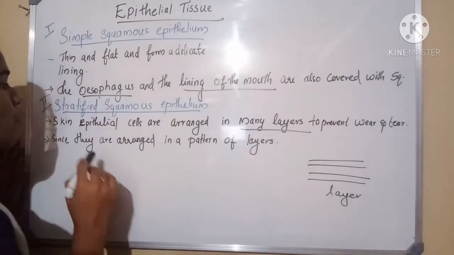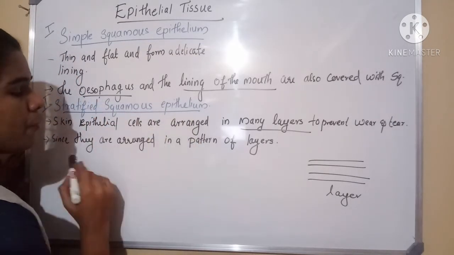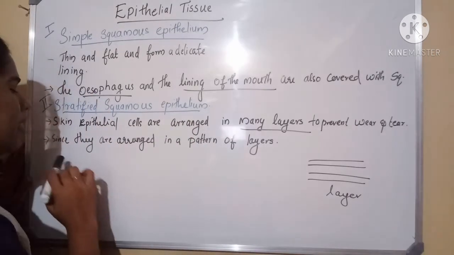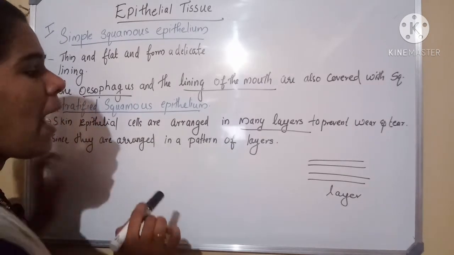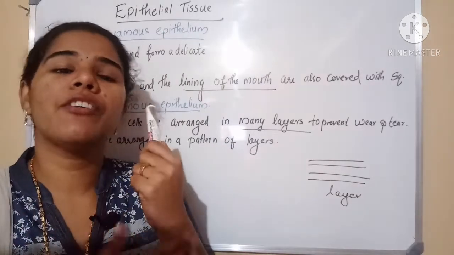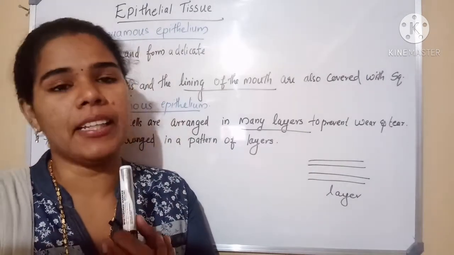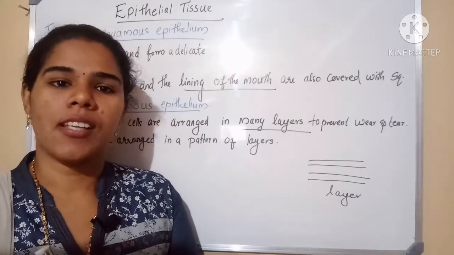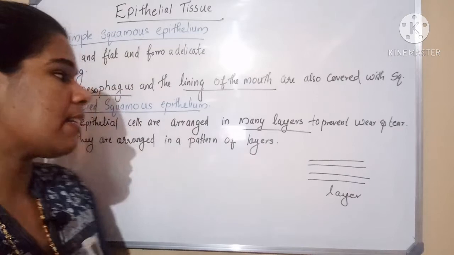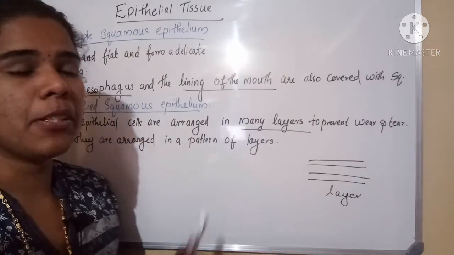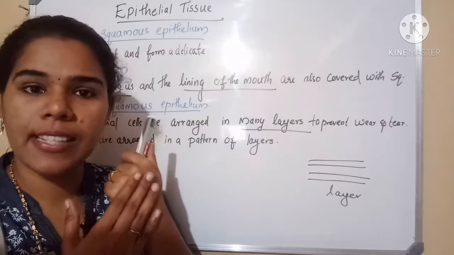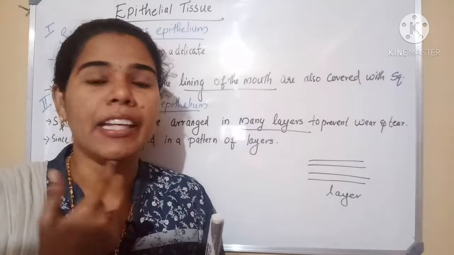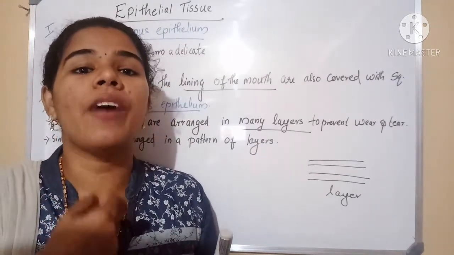So stratified squamous epithelium means many-layered, multi-layered epithelium, since the cells are arranged in a pattern of layers. This pattern of layers of squamous epithelial tissue is called stratified squamous epithelium. It is mainly present in the skin. And simple squamous epithelium is mainly seen in the lining of the mouth and the esophagus region.